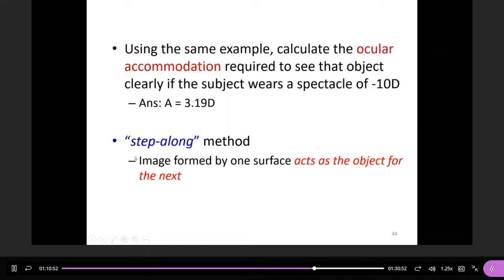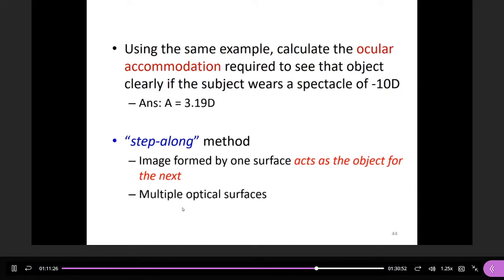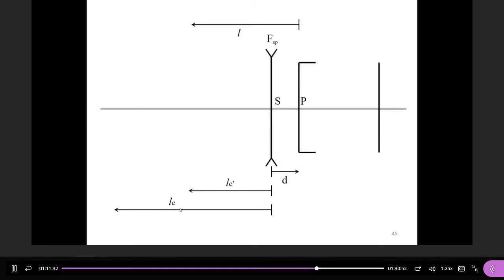One of the key elements in this method is that the image formed by one surface will function as the object for the next one. So even if you have 7, 5, whatever number of surfaces, the calculation is still the same. So you can deal with this more easily. It works best if you have multiple optical surfaces.